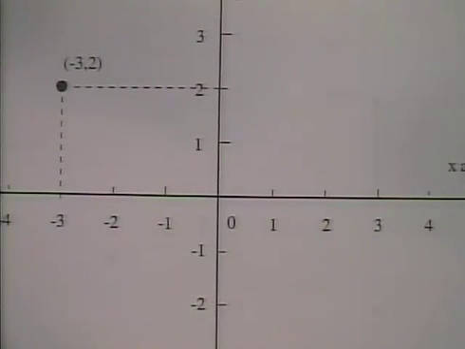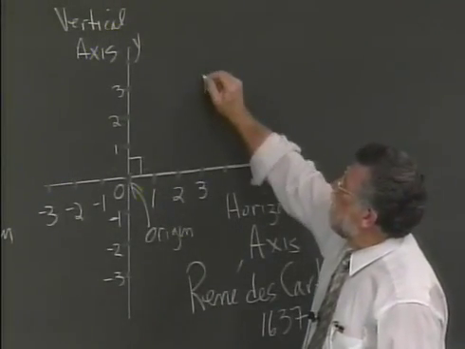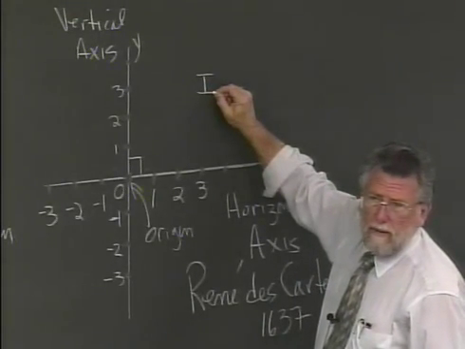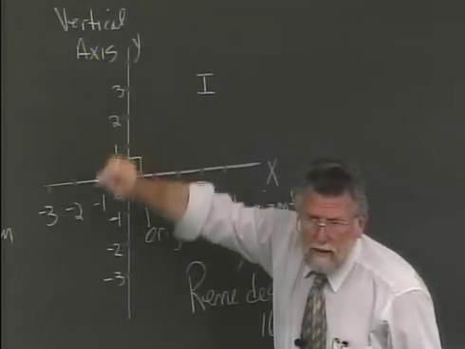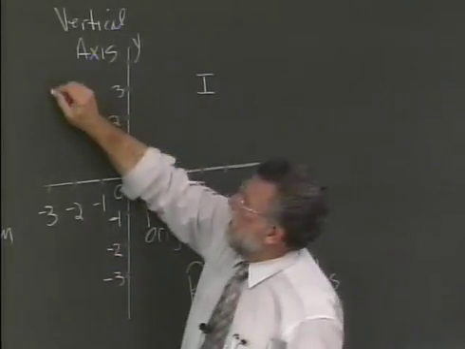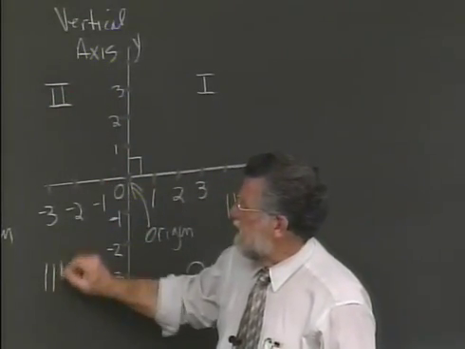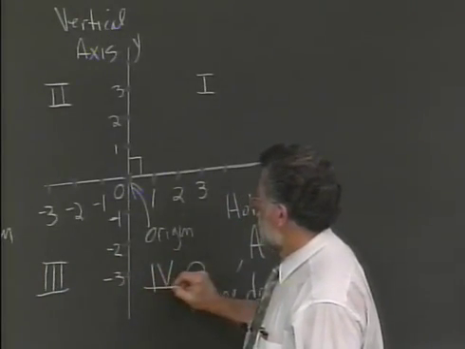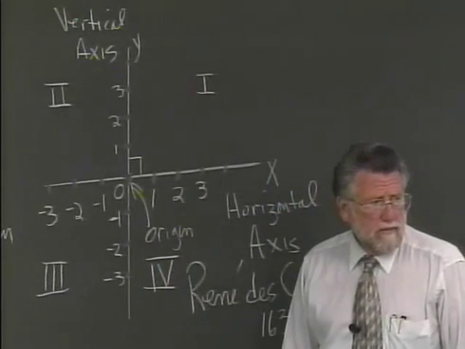Now I'm going to ask you a question. What quadrant is this? Okay, this is quadrant 1. Then what do I do to get to 2? Counterclockwise. Remember, that's going this way. So this becomes quadrant 2. This becomes quadrant 3. And this becomes quadrant 4. Usually designated with Roman numerals.